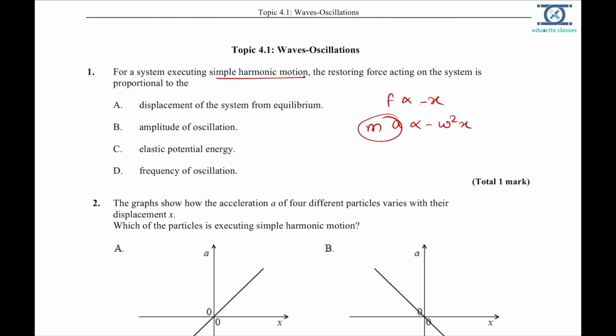So the force and displacement are directly proportional with a negative sign. It means the direction will be opposite. So the answer is displacement of the system from equilibrium.